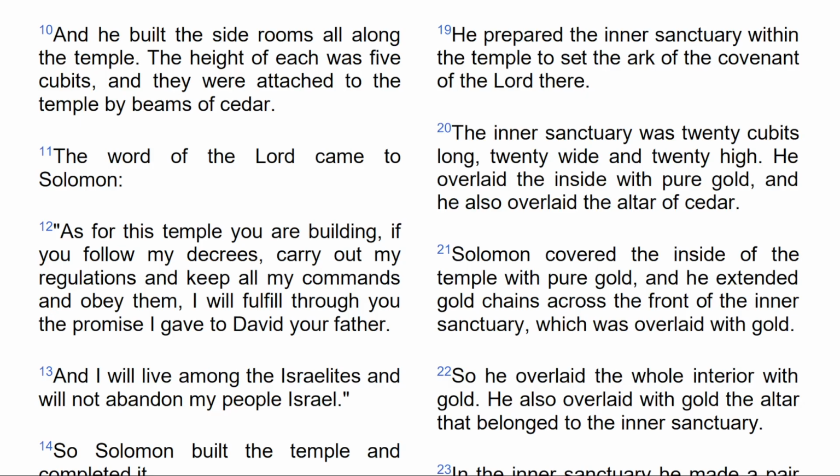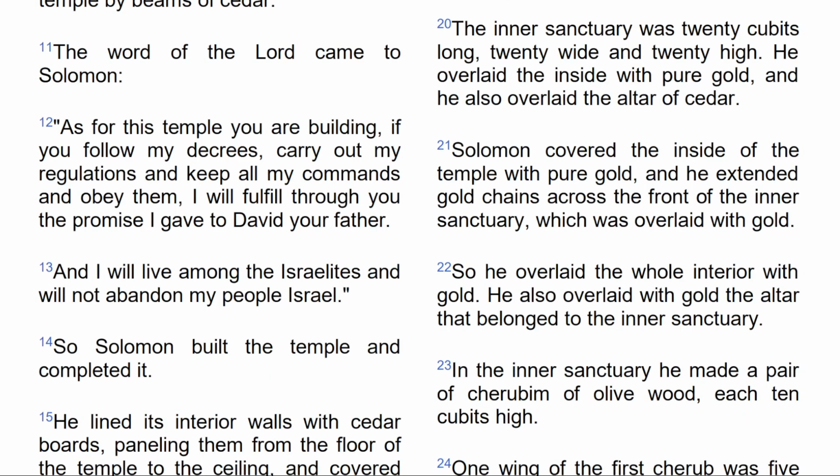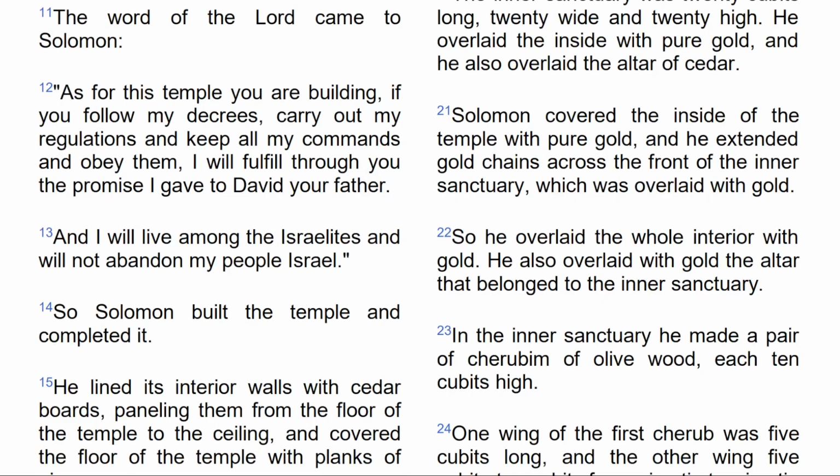He overlaid the inside with pure gold, and he also overlaid the altar of cedar. Solomon covered the inside of the temple with pure gold, and he extended gold chains across the front of the inner sanctuary, which was overlaid with gold. So he overlaid the whole interior with gold. He also overlaid with gold the altar that belonged to the inner sanctuary.